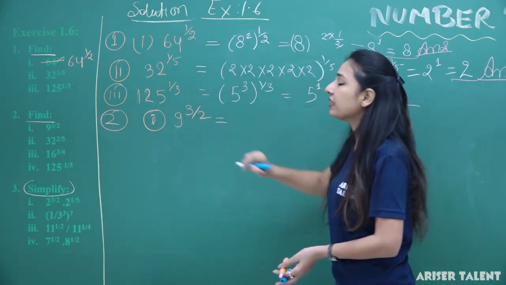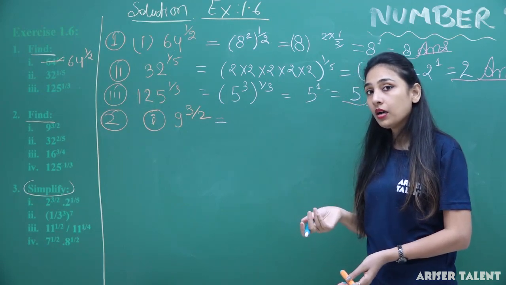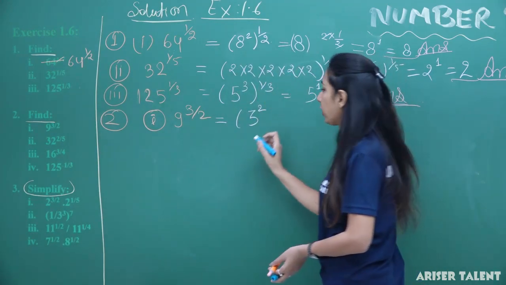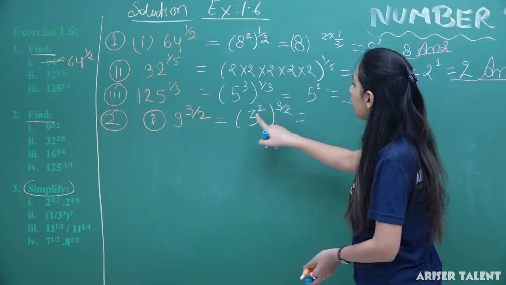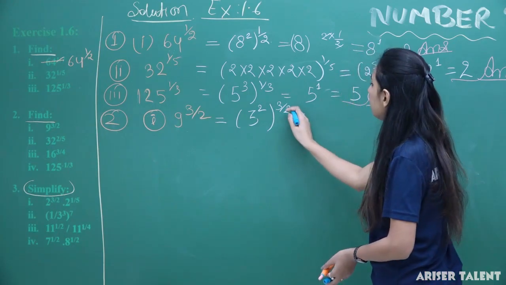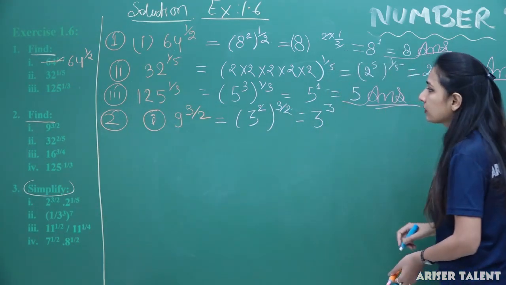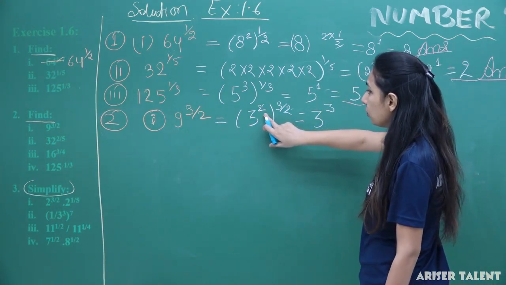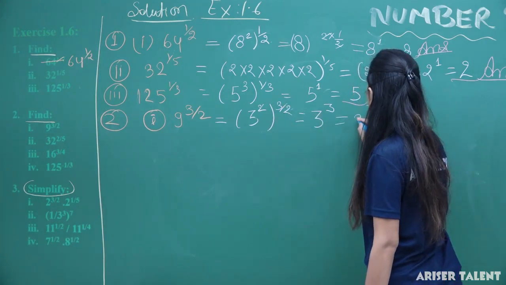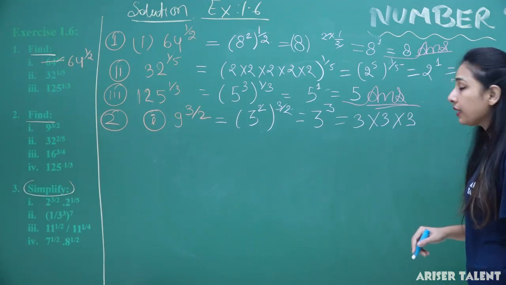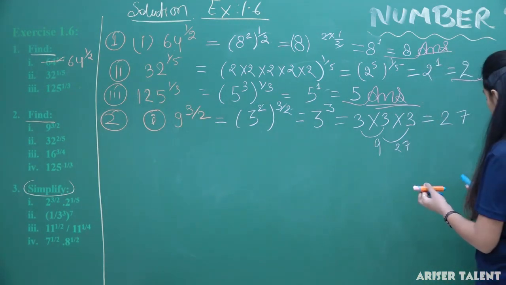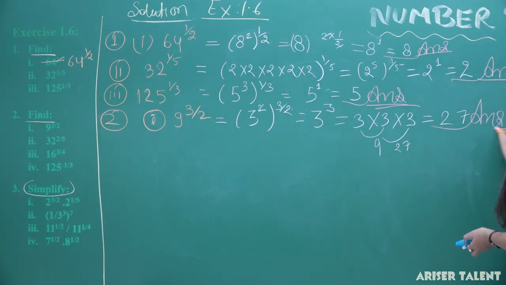I have told you to take the prime factorization of 9. 9 has factorization 3 multiplied by 3, so it can be written as 3 raised to power 2. Then whole raised to power 3 by 2. By the formula, a raised to power m, whole power n, becomes a raised to power m multiplied by n. So the 2s cancel and we get 3 raised to power 3, which is 3 multiplied by 3 multiplied by 3. 3 3s are 9, 9 3s are 27, simply 27, which is our answer. Again very easy, right?